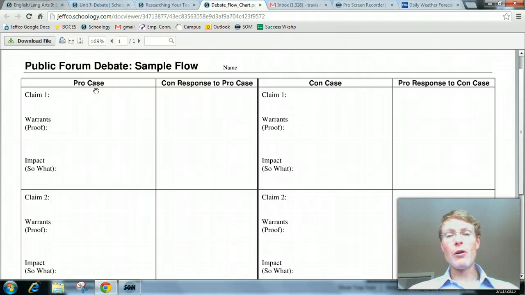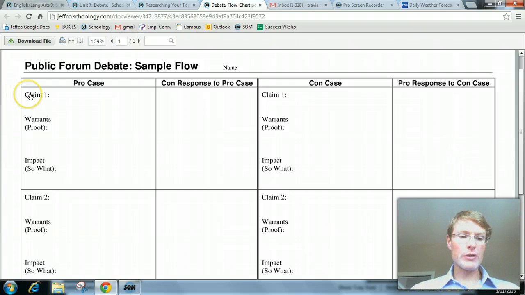So let's say we're going back to that cyberbullying issue. Cyberbullying should be a criminal offense. This is the side where you're saying, yes, cyberbullying should be a criminal offense. On the other side, the two right-hand columns, you're arguing the negative side or the con side. In other words, cyberbullying should not be a criminal offense. You're outlining that argument on this side of the document.